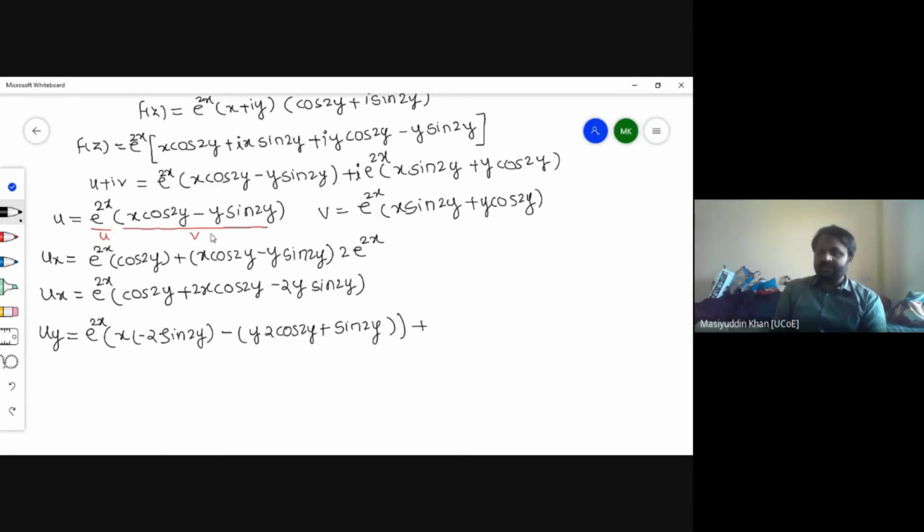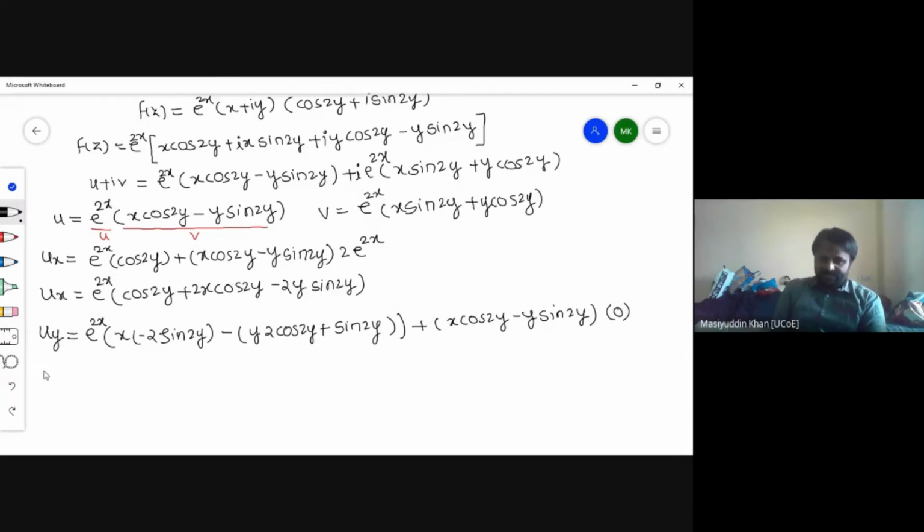Plus, see what has been done: u was kept as it is, and the derivative of v with respect to y is taken, so x as it is, the derivative of cos 2y is minus 2 into sine 2y, minus sine as it is. Here there are two functions, one algebraic y and one trigonometric sine 2y, so we have to apply the product rule again: first into the derivative of second plus second into the derivative of first. Now I will write the whole v as it is, so x into cos of 2y minus y into sin of 2y, and the derivative of e raised to 2x with respect to y is considered zero because we are calculating with respect to y.